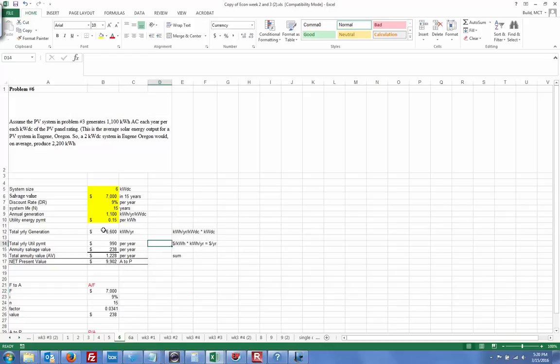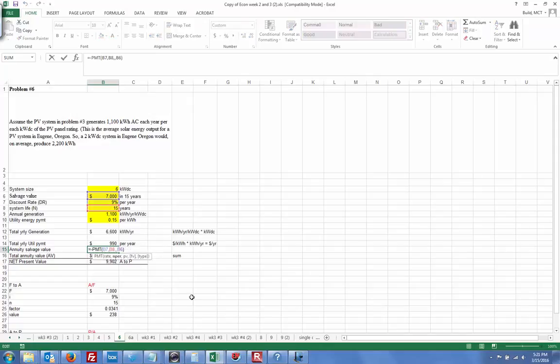Okay, so the total yearly generation, we're looking at the size of the array, which is 6 kilowatts DC, times the factor, 1,100 kilowatt hours per year per kilowatt DC. All right, the annual utility payment. If you're making 6,600 kilowatt hours and they're paying you 15 cents, you get $990 per year.